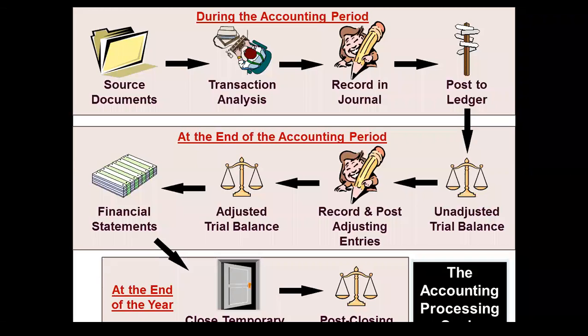Once we zero out the temporary accounts, we then prepare a post-closing trial balance. Post-closing trial balance is a listing of all of the accounts and the balances at the end of the year after we've done this closing process and made the closing entries. Again, the purpose of the post-closing trial balance is to make sure that our debits equal our credits.